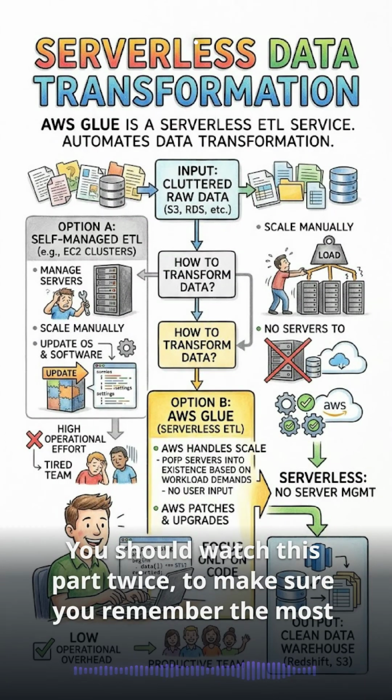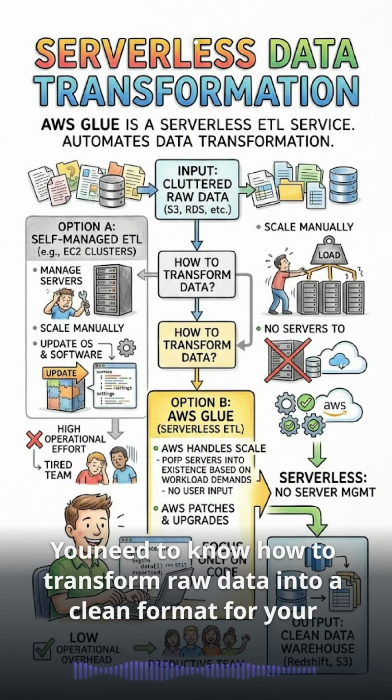You should watch this part twice, to make sure you remember the most important cloud processing tools. Section 2. In Section 2, we will talk about how to process data using AWS Glue and EMR today. You need to know how to transform raw data into a clean format for your business reports, easily.